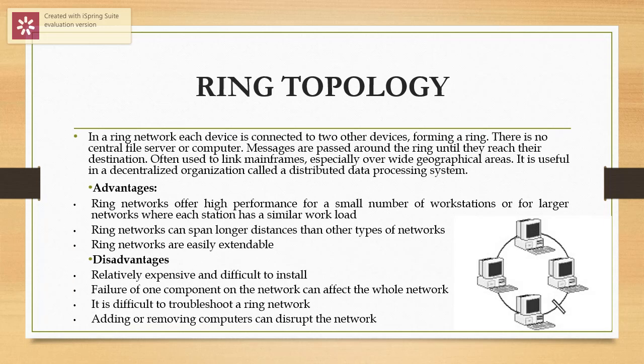Third topology, we have the ring topology. In a ring network, each device is connected to two other devices, forming a ring. There is no central file server or computer. Messages are passed around the ring until they reach their destination. It is often used to link mainframes, especially over a wide geographical area. It is useful in decentralized organizations, called a distributed data processing system.